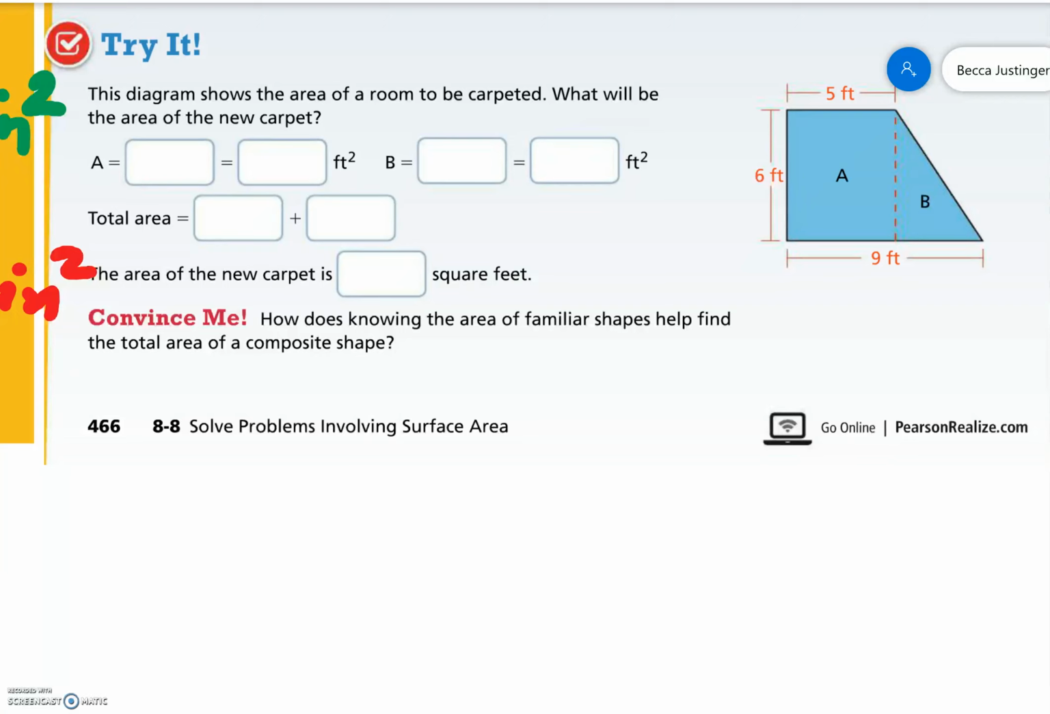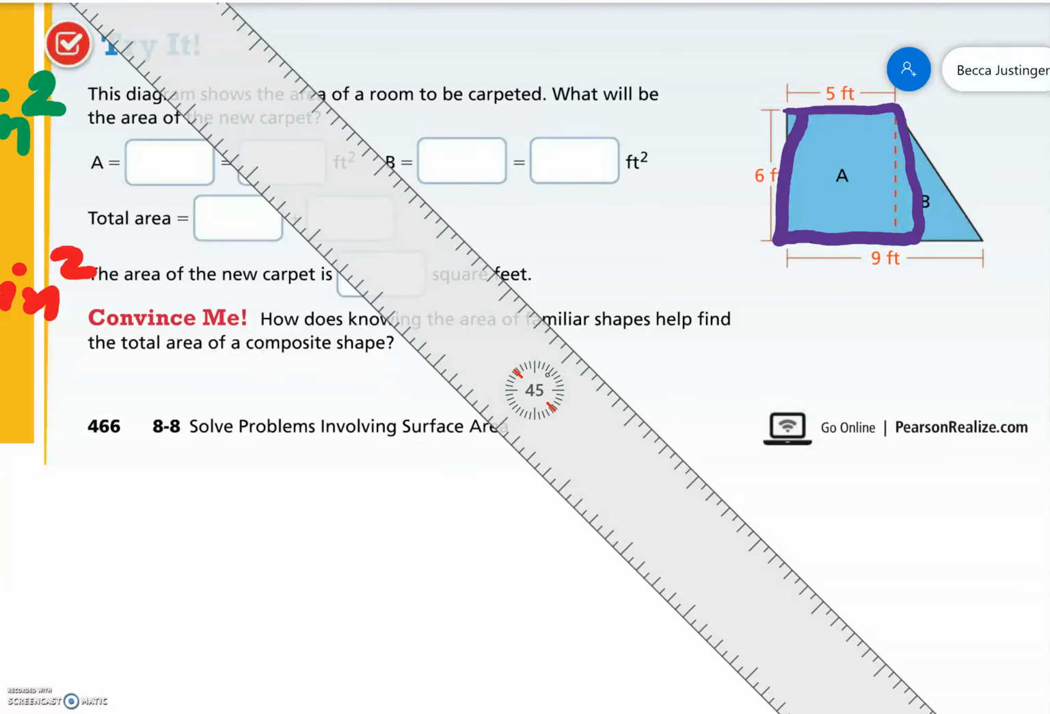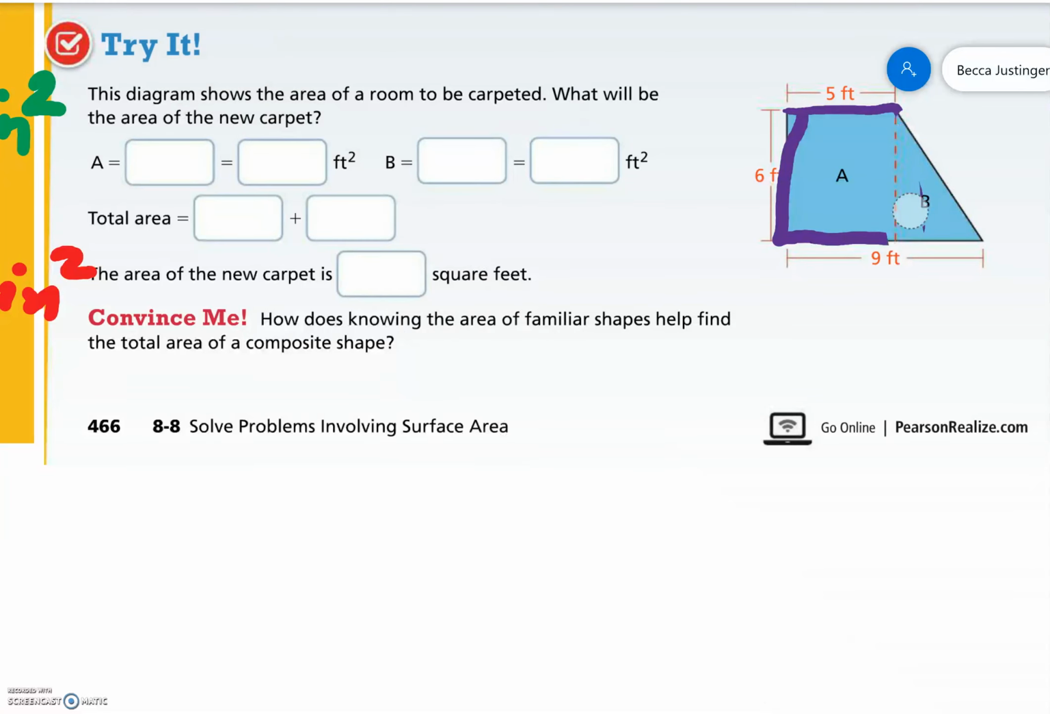Let's try it. This diagram shows the area of a room to be carpeted. What will the area of the new carpet be? So they broke it up into 2 shapes for us. A, which is a rectangle. And B, which is a triangle. So first they want us to find the area of A. That would just be length times width. 5 times 6, which is 30 square feet.